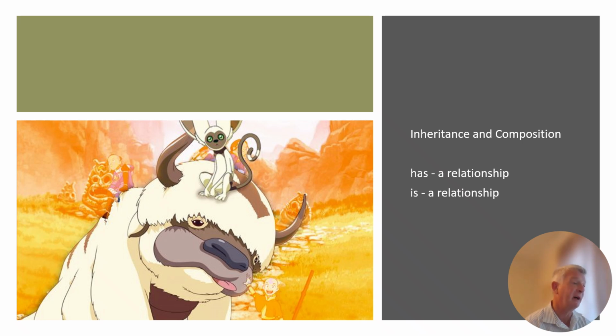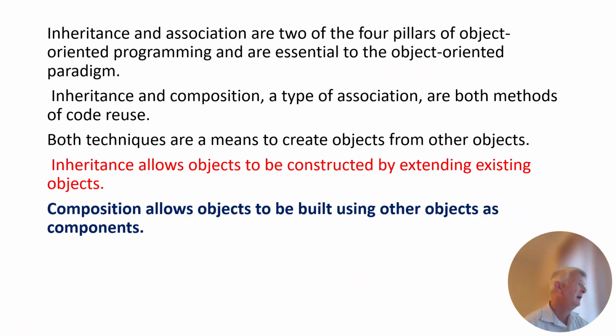Okay, so let's talk about composition. Inheritance and association are two of the four pillars of object-oriented programming. They're essential to the object-oriented paradigm. Inheritance and composition are a type of association, and both are methods of code reuse. Both techniques are means to create objects from other objects. Here's the thing: inheritance allows objects to be constructed by extending an existing object. Animal is the base class, and the derived classes are horse, dog, cat. They're all animals, right?